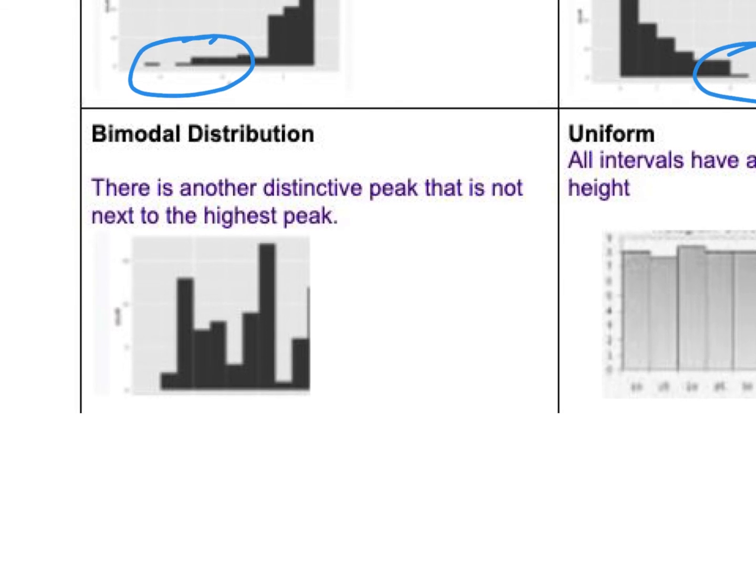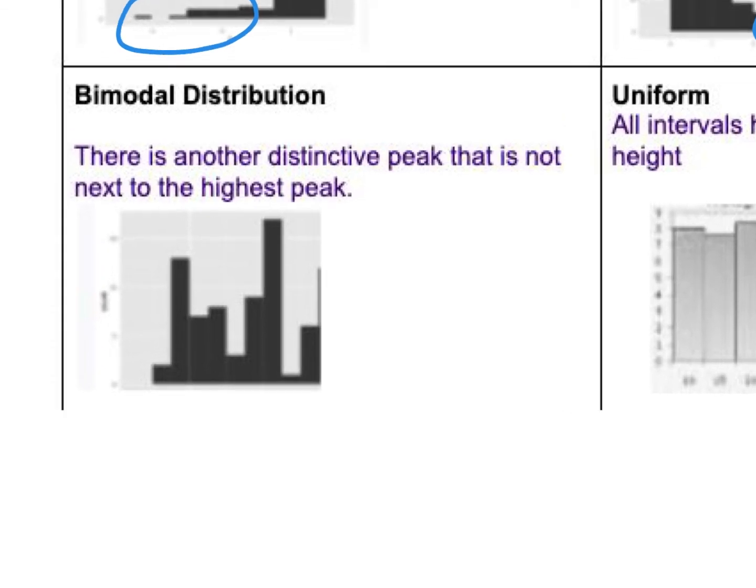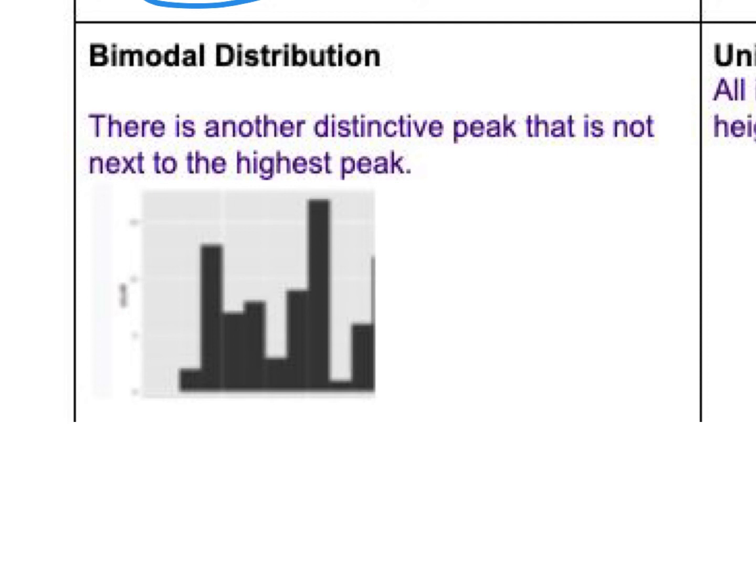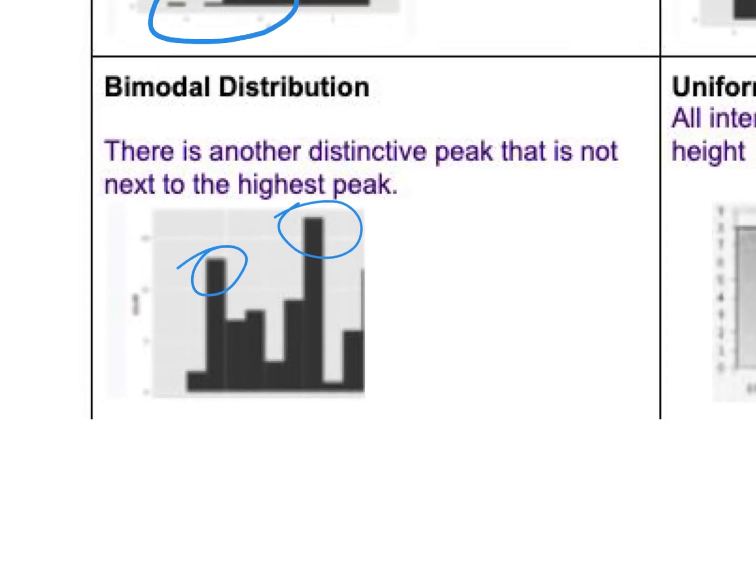Okay, bimodal distribution. Guys, listen up. Bimodal distribution. We are almost done. There is another distinctive peak that is not next to the highest peak. Okay? So basically the bimodal distribution is the one that looks weird. It's not symmetric. It doesn't have a tail on it. It just looks really weird like this. So it's got a high peak. It's got a peak that's also kind of high but not as high as the other one. Again, no tails on the side. We don't see a tail here. And it's not symmetrical. So that is bimodal.